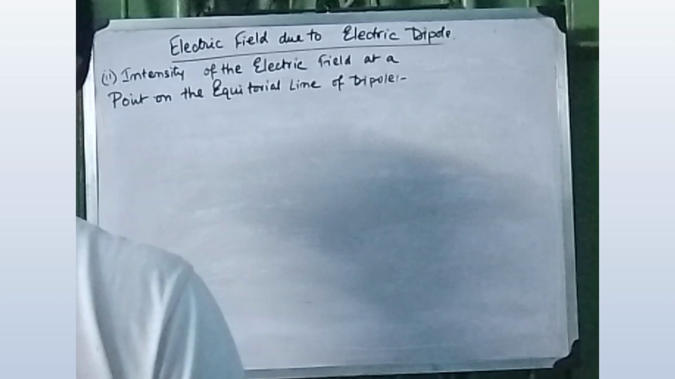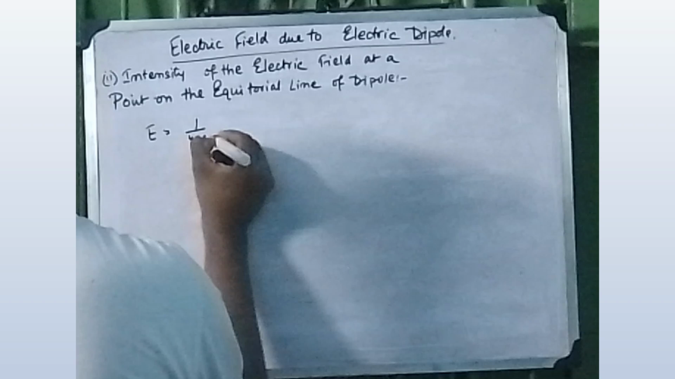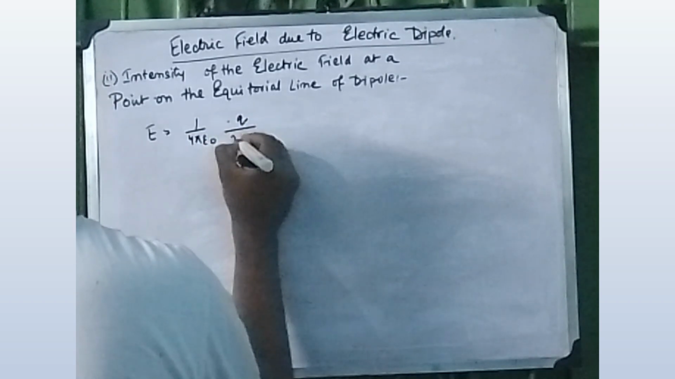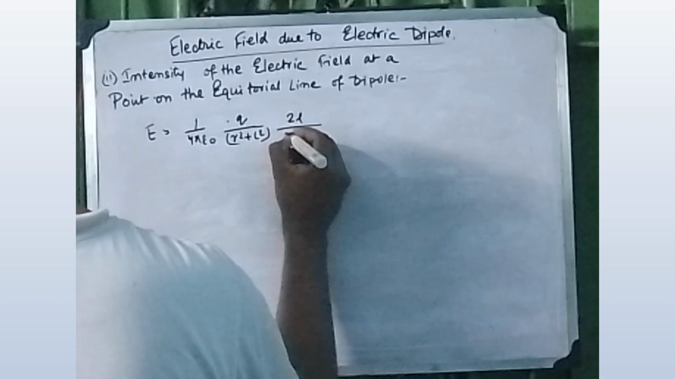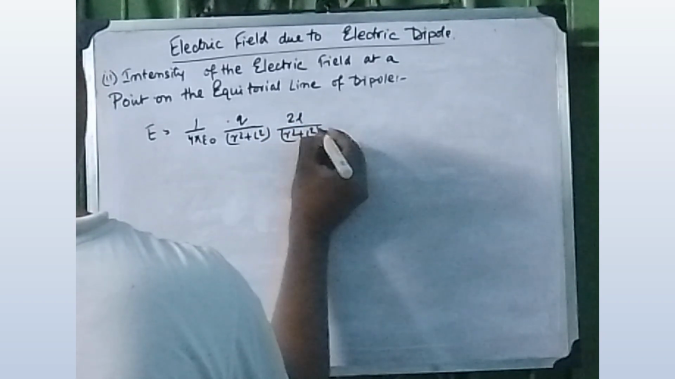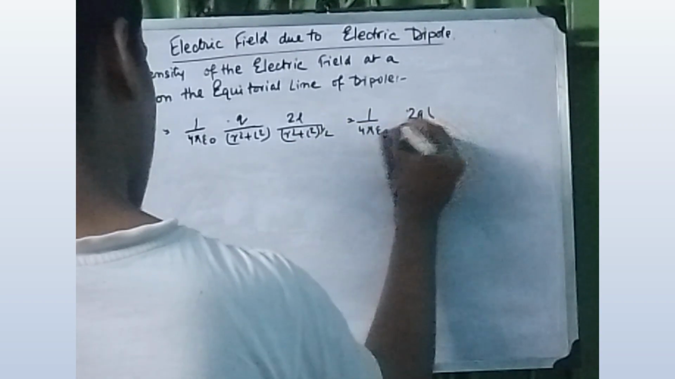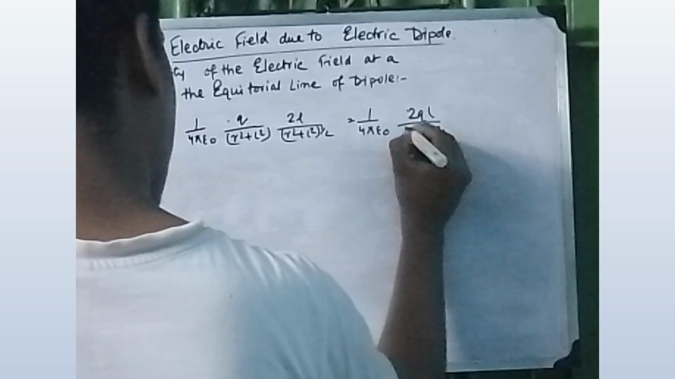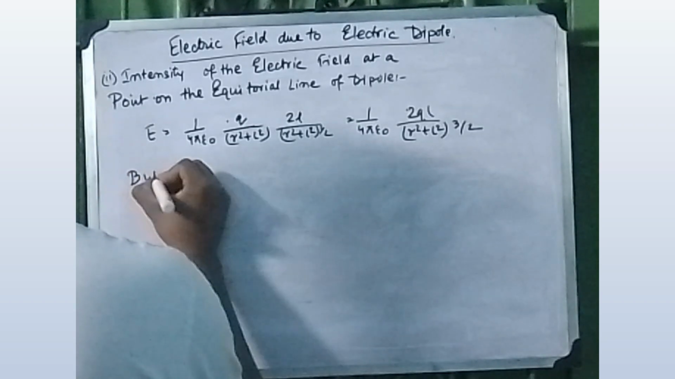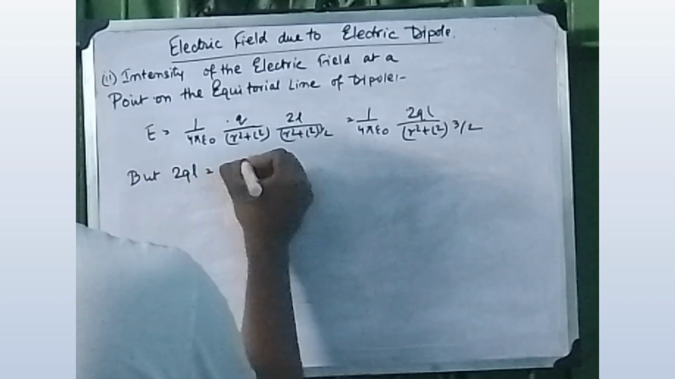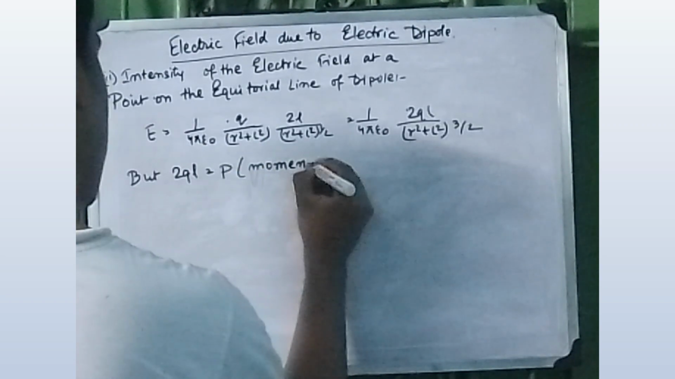of the equatorial line of dipole as E equals 1 by 4 pi epsilon naught Q by (r square plus L square) into 2L by (r square plus L square) to the power half, which will result in 1 by 4 pi epsilon naught 2QL divided by (r square plus L square) to the power 3 by 2, which on addition of 1 plus half gives 3 by 2.